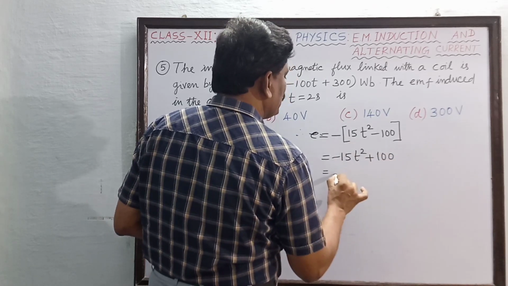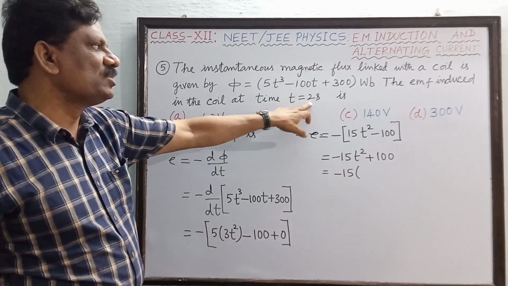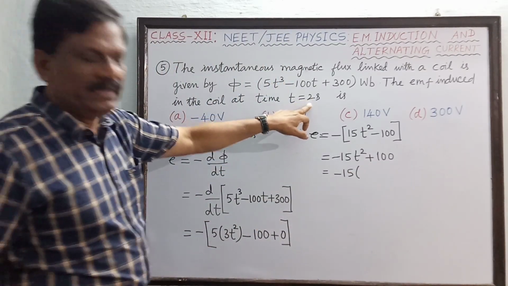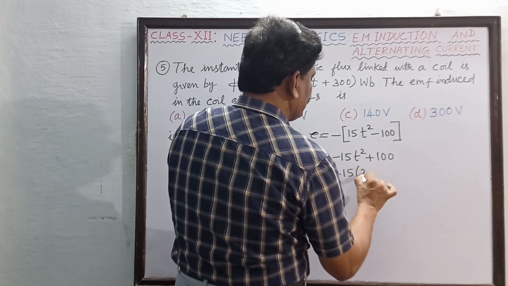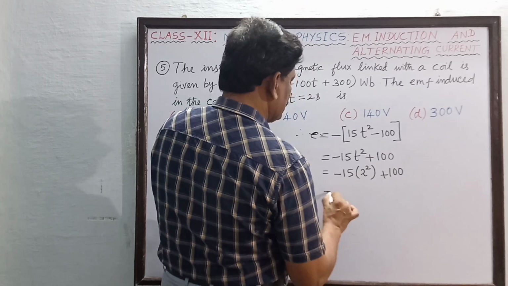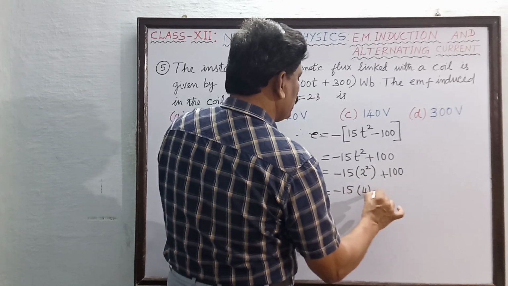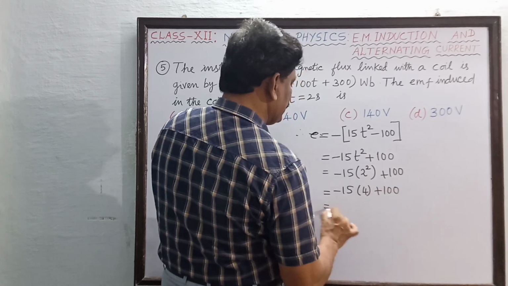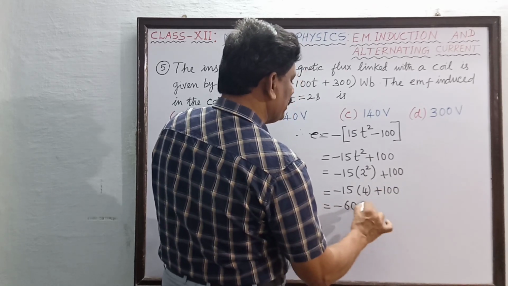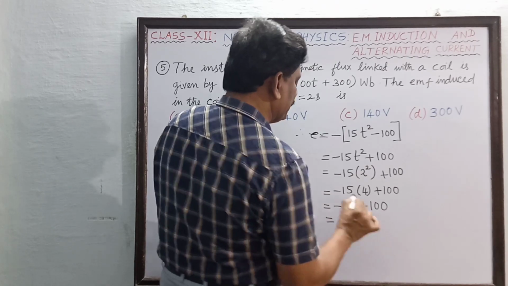So this is equal to minus 15 into t square, which is 2 square, because we have to take the time t equal to 2 seconds. So this is minus 15 into 2 square plus 100, equal to minus 15 into 4 plus 100. This is equal to minus 60 plus 100. This is equal to plus 40.